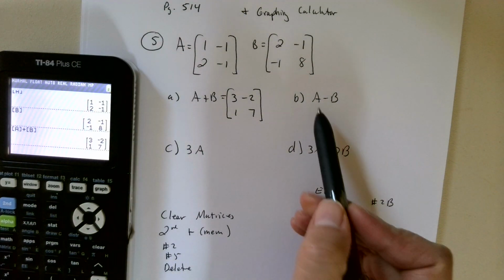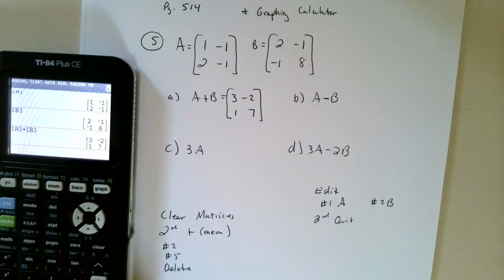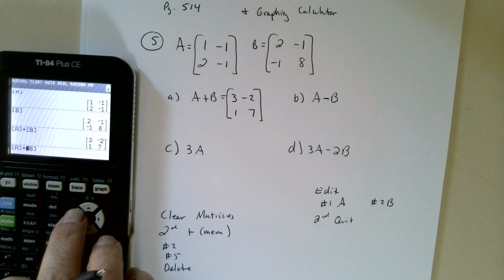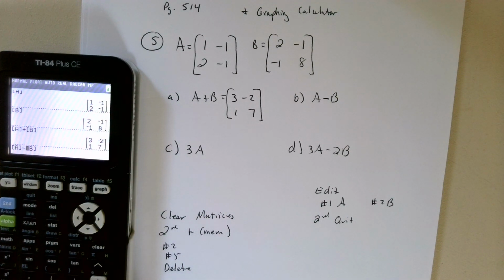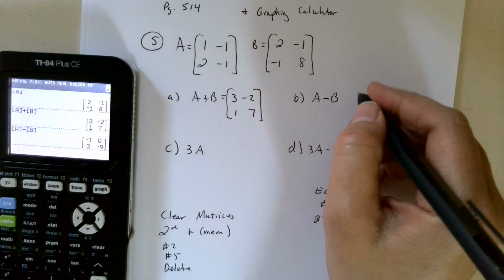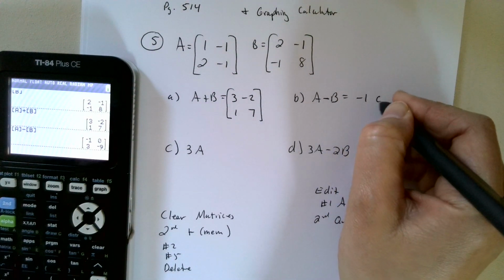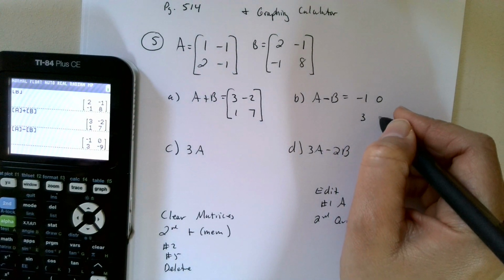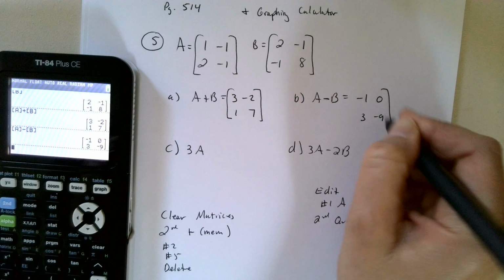All right, our next problem is they want us just to subtract. So I'm just going to hit second enter, and I'm going to go back and change my addition to a subtraction. And so I have -1, 0, 3, -9.